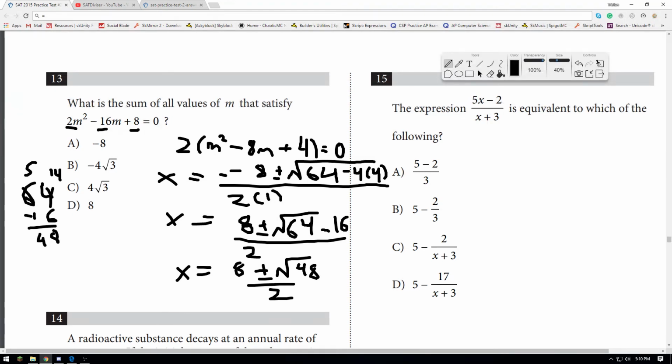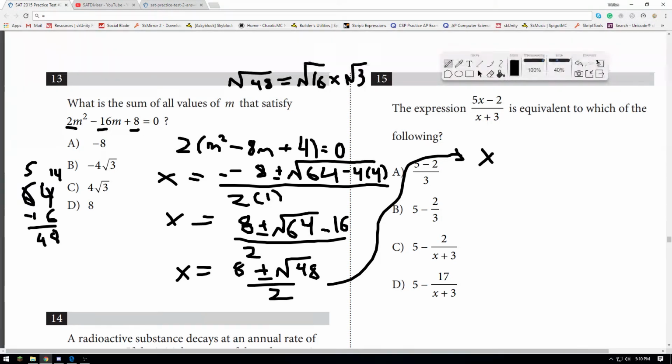Alright, you following me here? Good. Let's just draw an arrow to here because I'm running out of room on the page. So what is the square root of 48? How do you simplify that? Well, that's the square root of 16 times the square root of 3. And the square root of 16 is a perfect square, so we know that that's going to equal 4. So x is equal to 8 over 2 plus or minus 4 root 3.